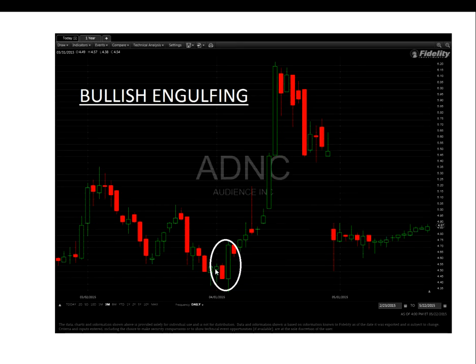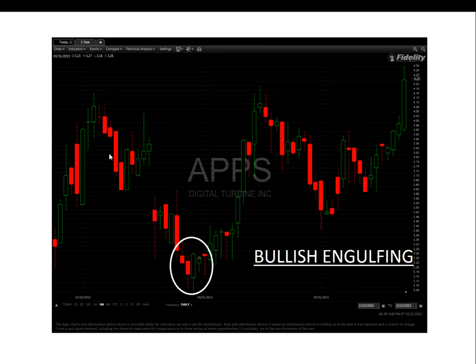Again, a downtrend into a bullish engulfing and into a very nice uptrend here. One more bullish engulfing. Huge dip, huge downtrend here, and a green candle swallowing a red candle. Bullish engulfing into an uptrend.